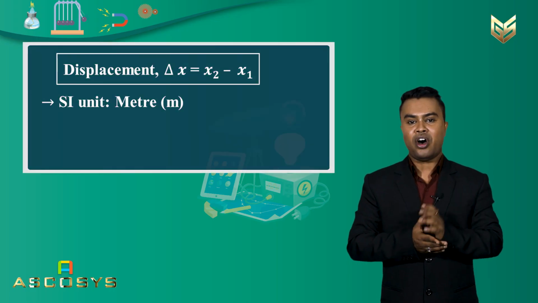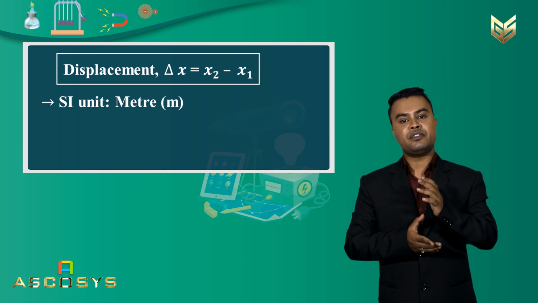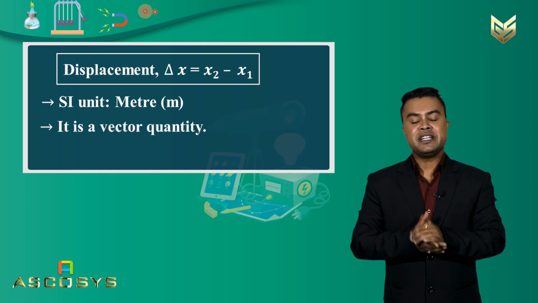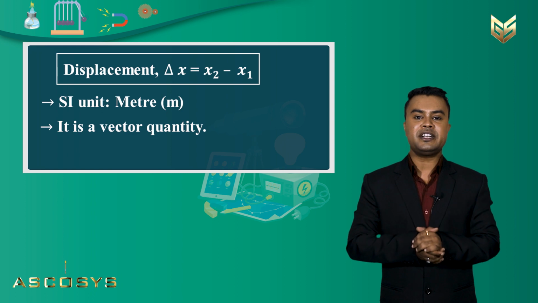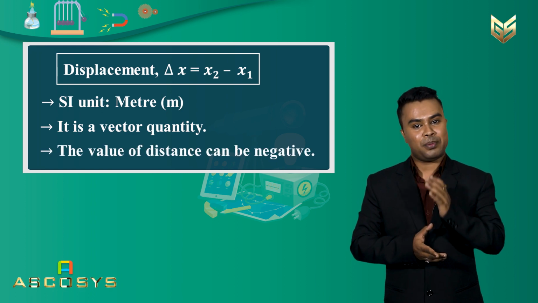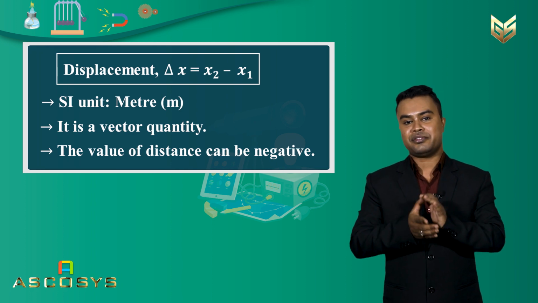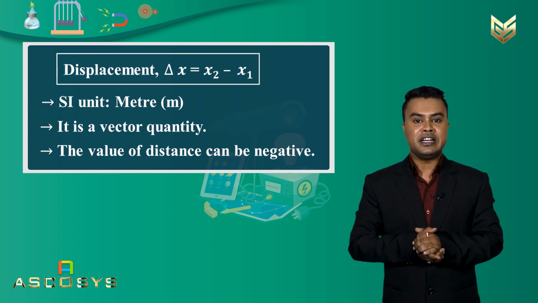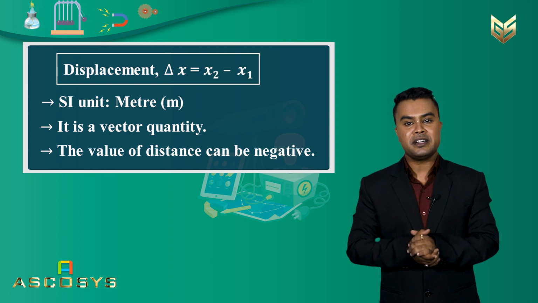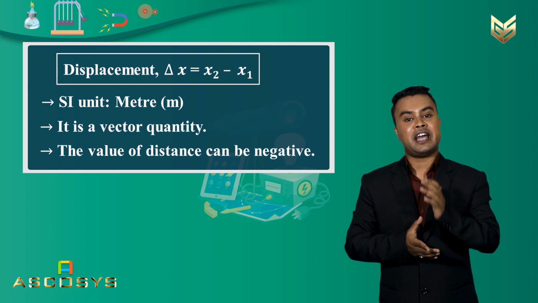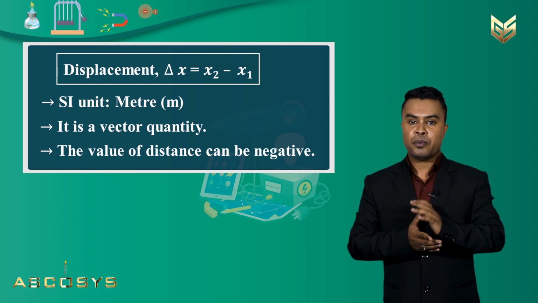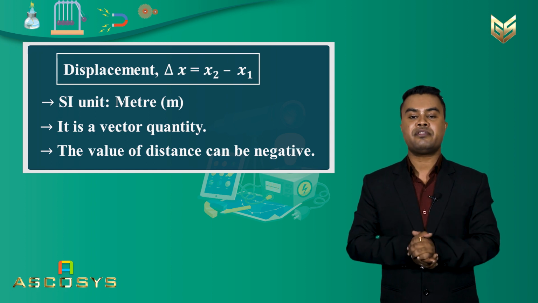What is the unit of displacement? The unit of displacement is meter. Displacement is a vector quantity. That means it can be either positive, negative or 0 as well. When I say negative, when I say minus 2 meter, it doesn't mean that the magnitude is minus. It means the direction of the body is opposite with respect to the frame of reference. Negatives tell us the direction.